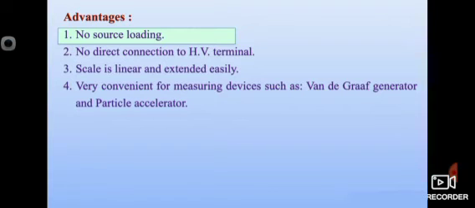Let's see the advantages. First, no source loading. There will be no source loading in the generating voltmeter, whereas there will be source loading in a series microammeter, so to avoid that we go for the generating voltmeter. There is no direct connection with the high voltage terminal, so it is protected. The scale is linear and extended easily. It is very convenient for measuring devices such as Van de Graaff generators and particle accelerators.